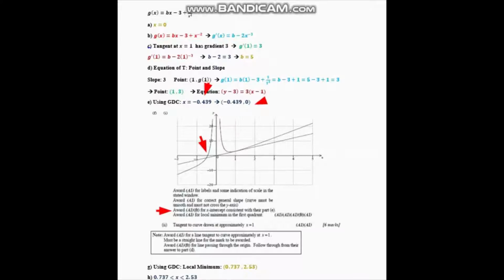And finally, a mark for the local minimum in the first quadrant, so upper right corner of the graph. You have to have a minimum point in this region. You cannot have the minimum in this region, for example. The minimum has to exist in positive x and positive y. You also get a mark for the tangent curve approximately at x equals 1, and another mark for the line passing through the origin.